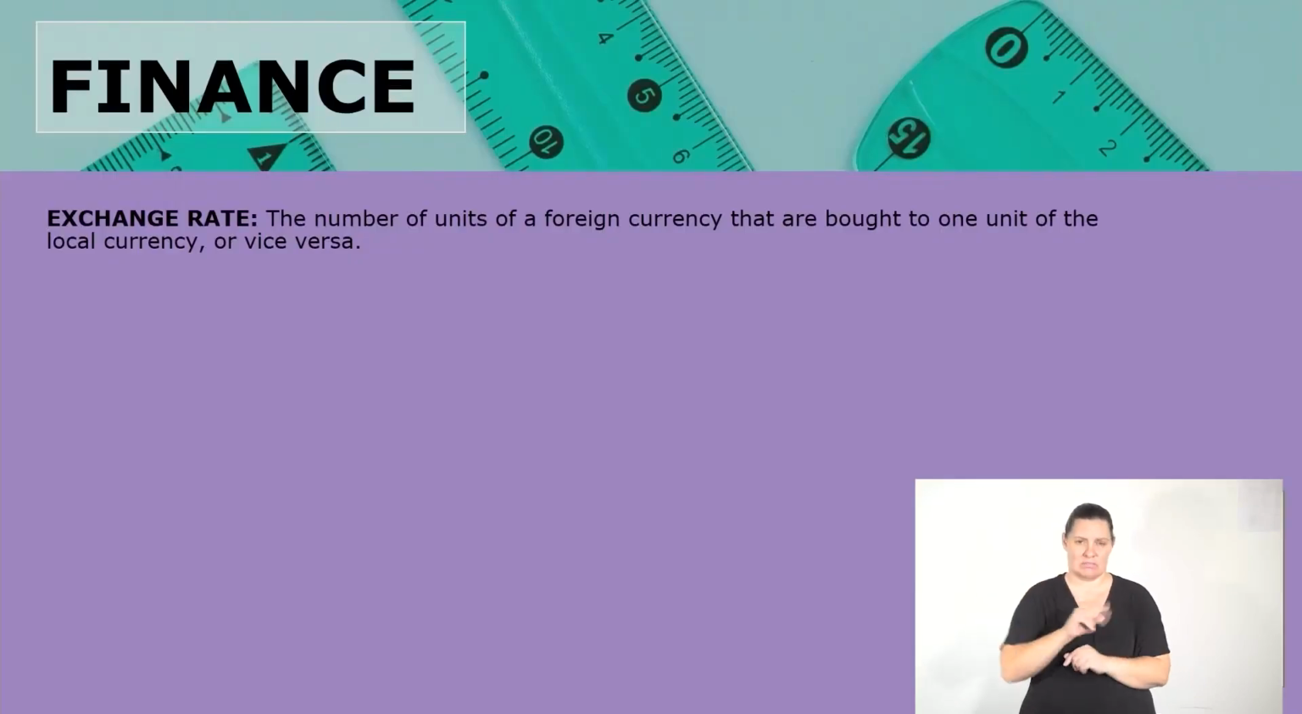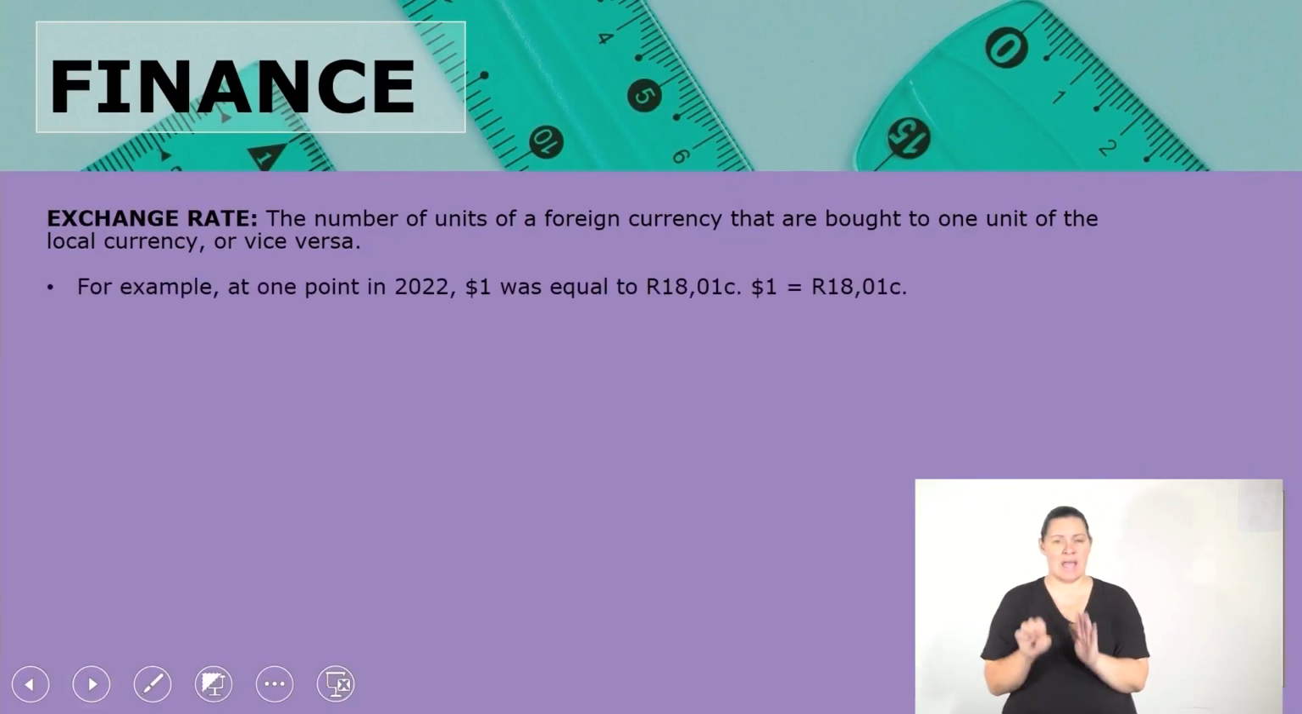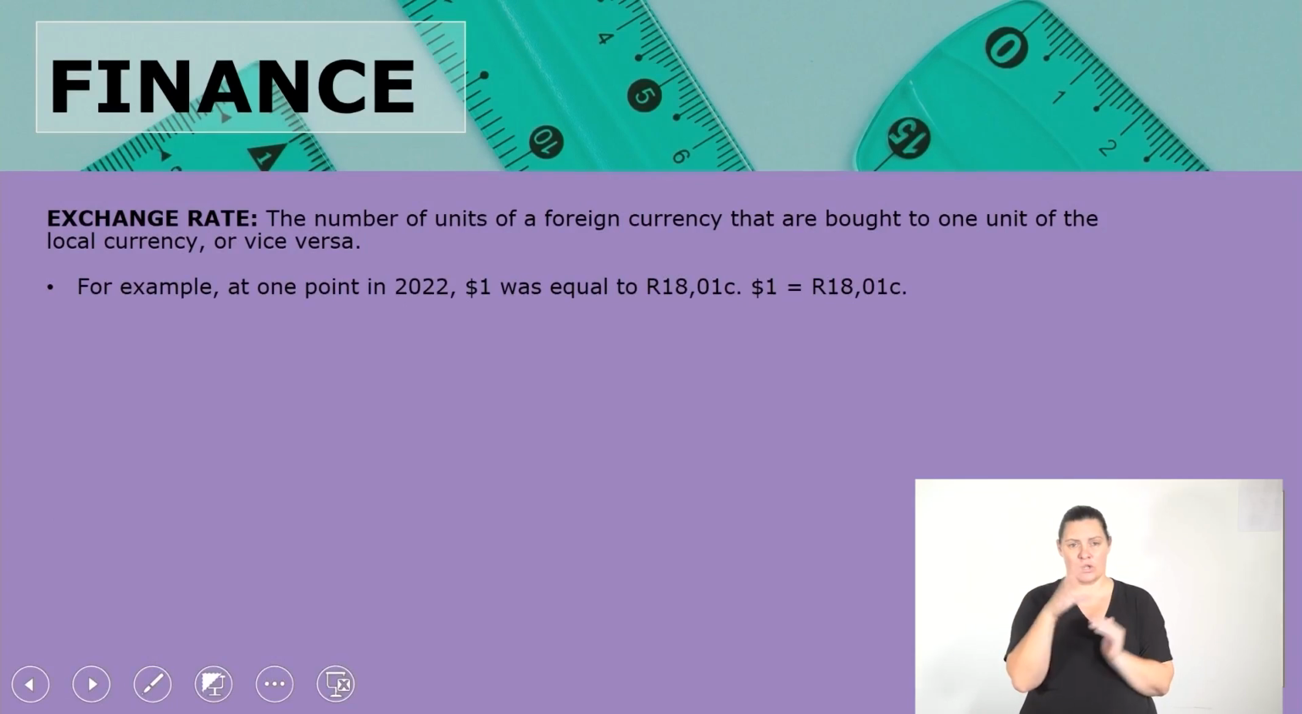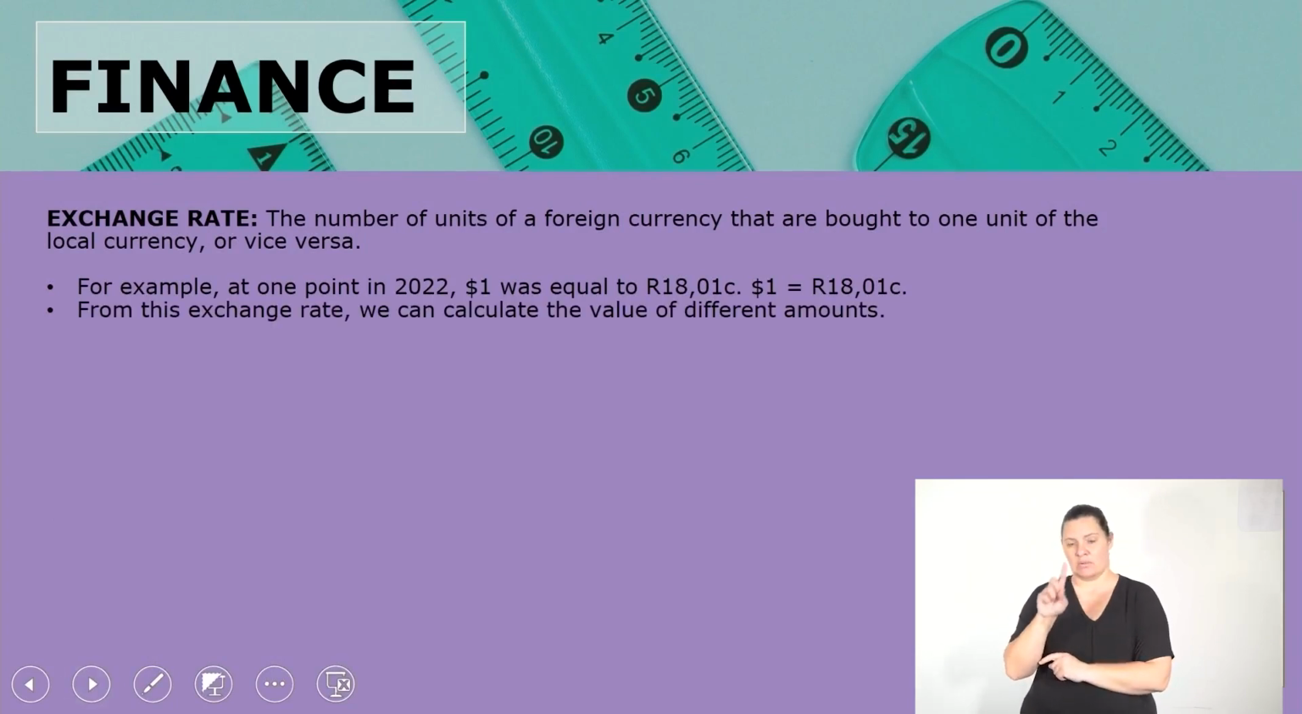Let's look at exchange rate. So remember what that is? The number of units of a foreign currency that are bought to 1 unit of the local currency, or vice versa. So an example of this is that at some point in 2022, $1 was equal to 18 rands and 1 cent. So $1 is equal to 18 rand and 1 cent. That's the exchange rate we are going to use in this example.